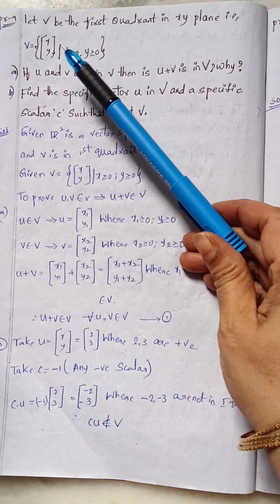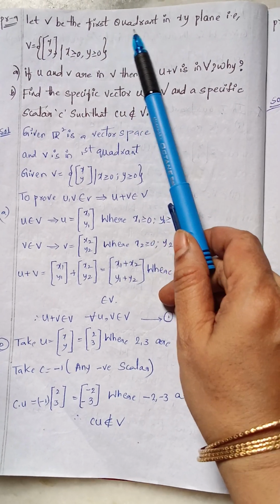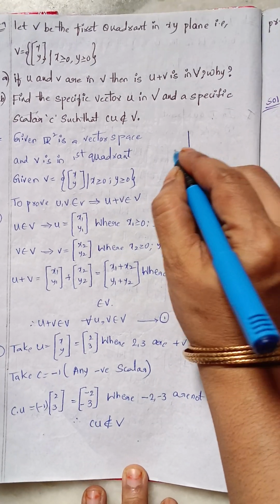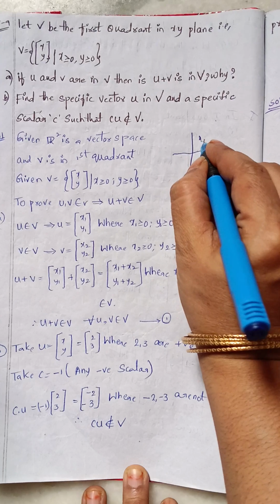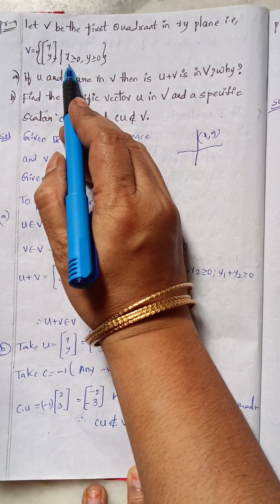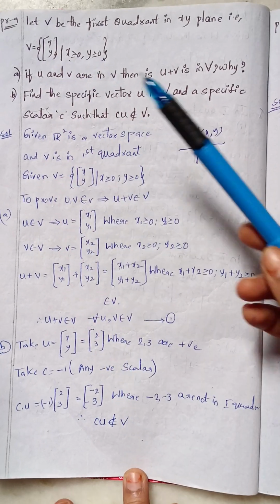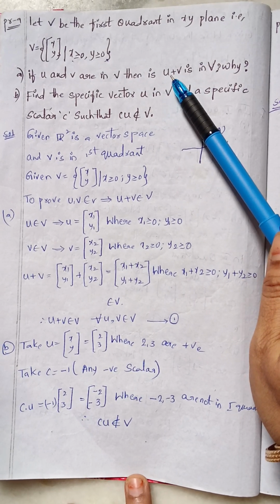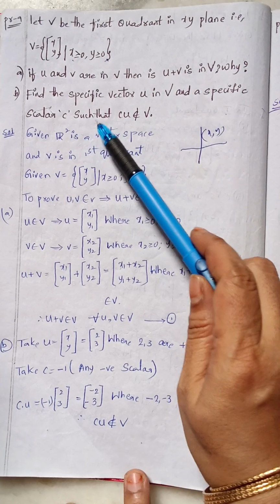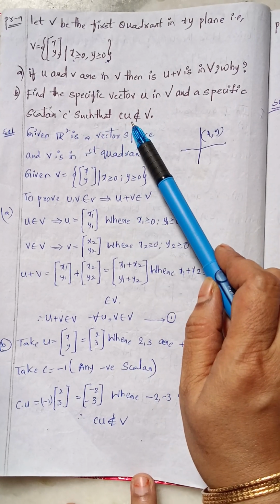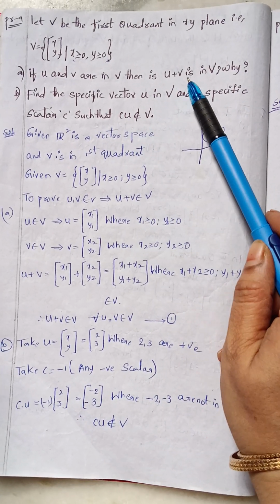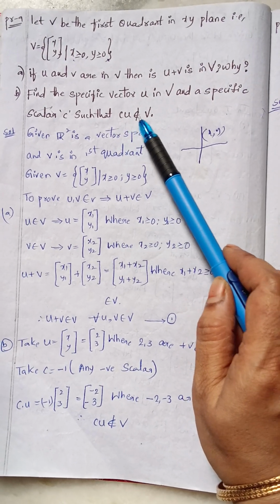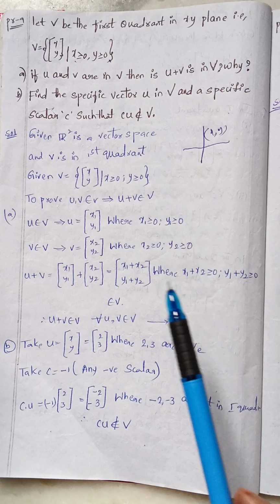So see another problem. Here V is given which is only in the first quadrant. Only in the first quadrant means x is positive, y is positive. Like this, the first quadrant means x is positive, y is positive. Then is vector addition true or not? I mean, does vector addition hold or not? And scalar multiplication is not possible. So u plus v is in V, but cu does not belong to V, that we have to prove.